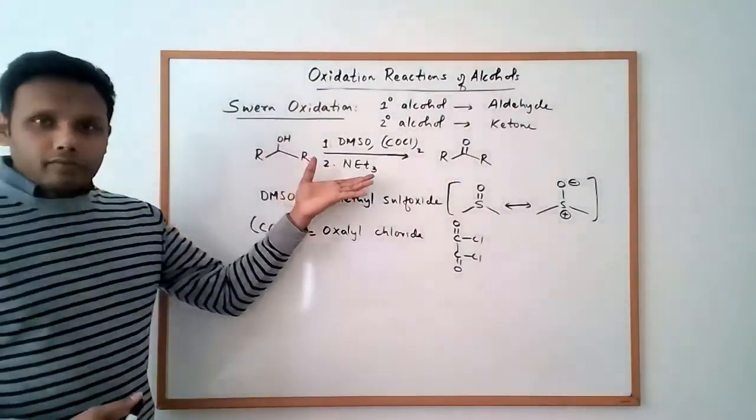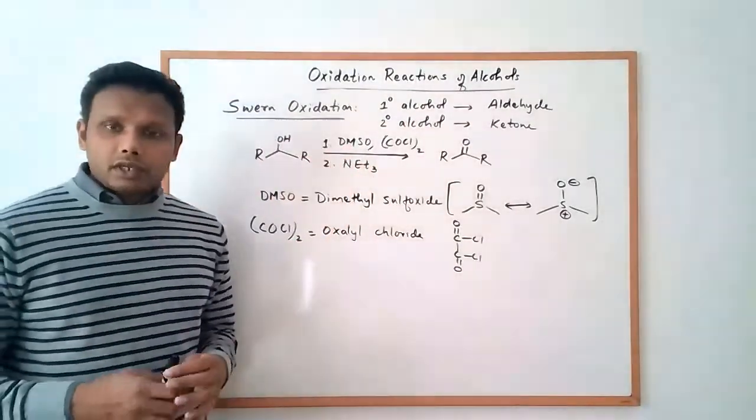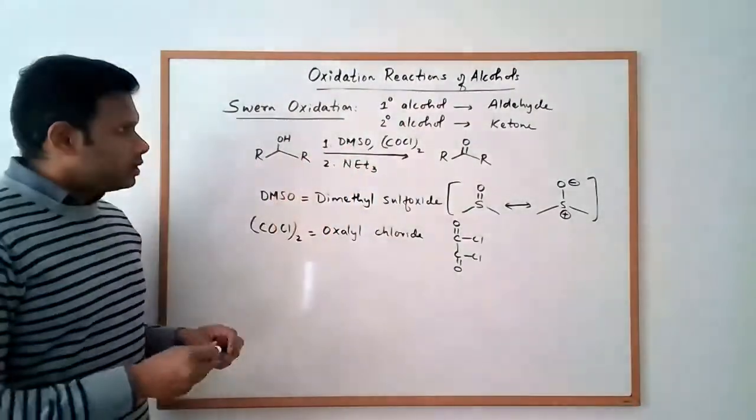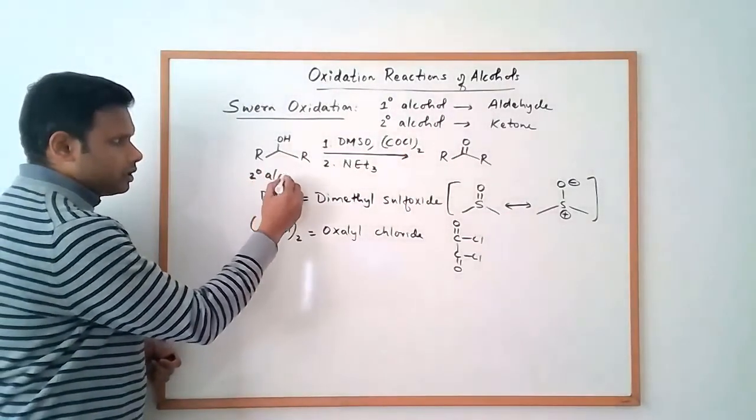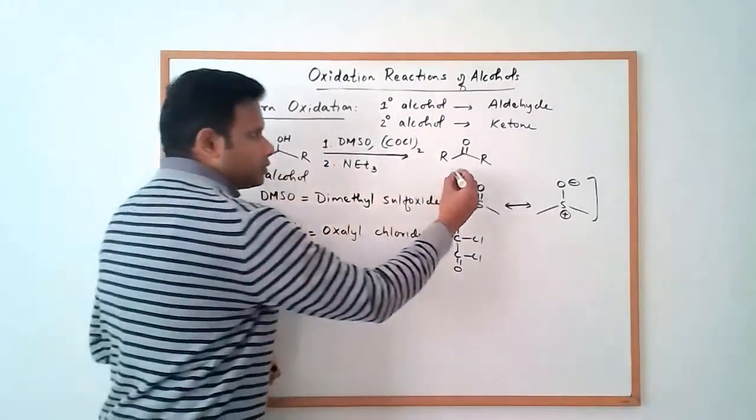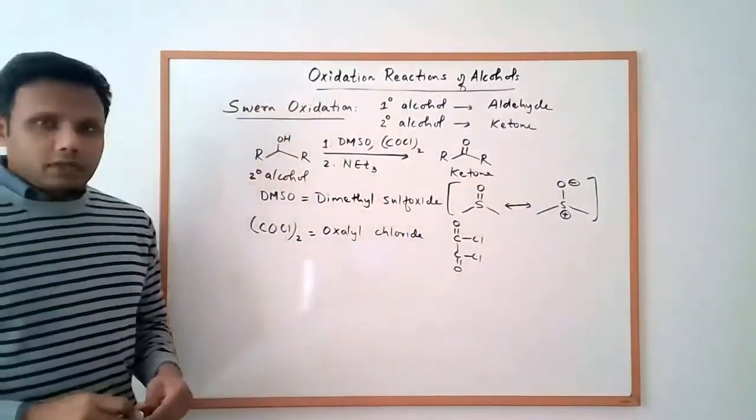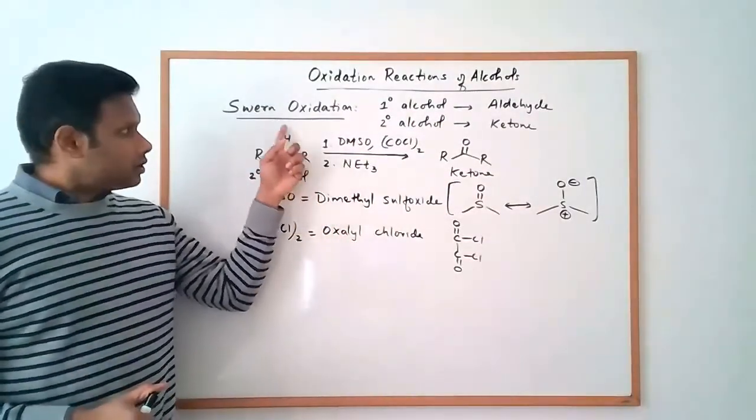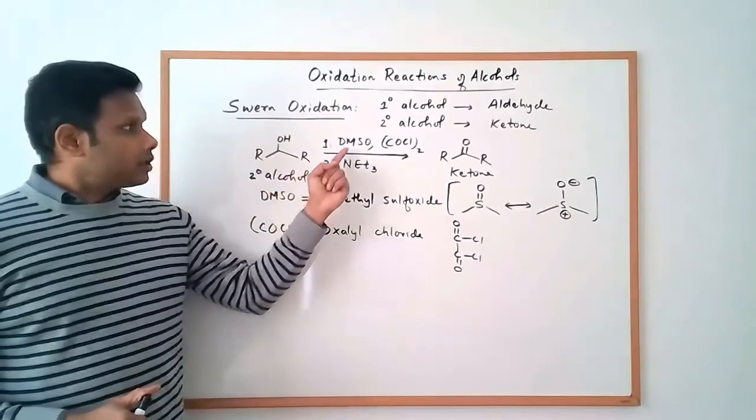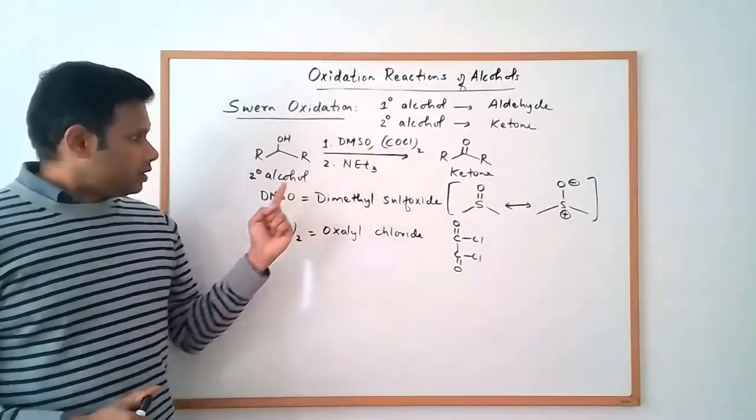Now, I've captured a general reaction here. The reaction itself is done in two steps, and I'm using the example of a secondary alcohol here. So a secondary alcohol is converted into a ketone. Like I said, the reaction is done in two steps. The first step is the reaction of the secondary alcohol with DMSO and oxalyl chloride.